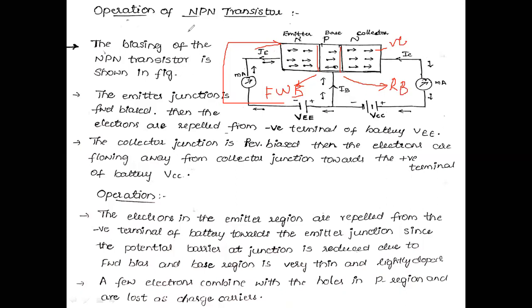In the earlier case, we took the flow of current from the emitter to the collector, whereas here the flow of current is taking place in this direction. I am taking the flow of current from the emitter in this direction as well as in this direction.